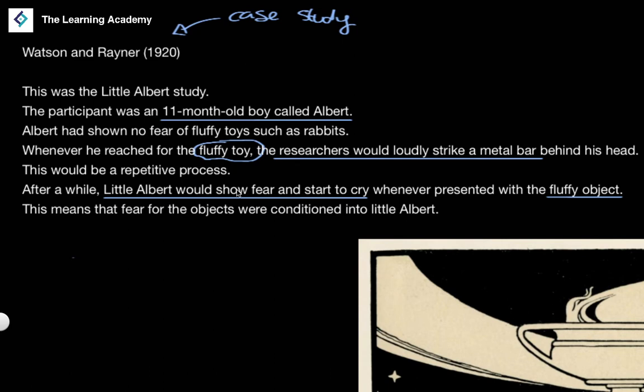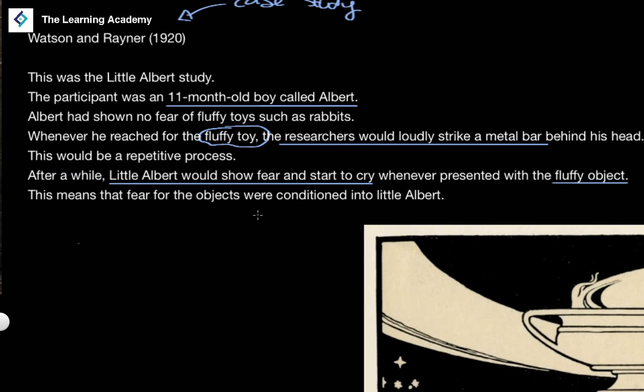Just like the Pavlovian conditioning with the dog, you've got the dog, you've got the ringing of the bell and the presentation of food. Right here we have the fluffy toy, we have the metal bar striking very loudly, and then we remove this secondary stimuli and present the original, and we have changed the behaviour of the individual, in this case little Albert. And so this means that the fear of fluffy objects was conditioned into the child.